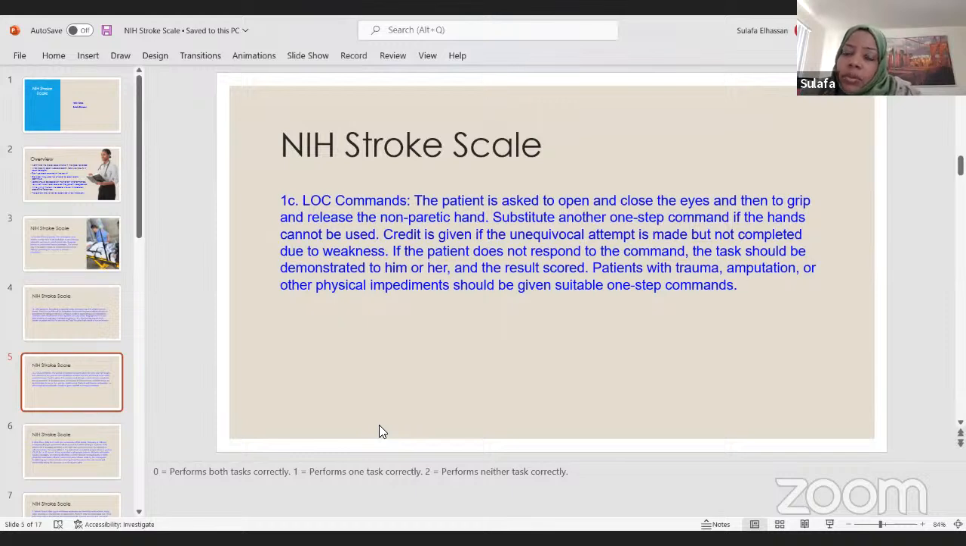If the patient does not respond to the command, the task should be demonstrated to him or her, and the result should be scored. Sometimes you have a patient with trauma, amputation, or other physical impediment, who should be given a suitable one-step command so you can evaluate his response. And the key for this test: 0 if he performed both tasks correctly, 1 if he performed one task correctly, and 2 if he cannot perform either of the tasks.